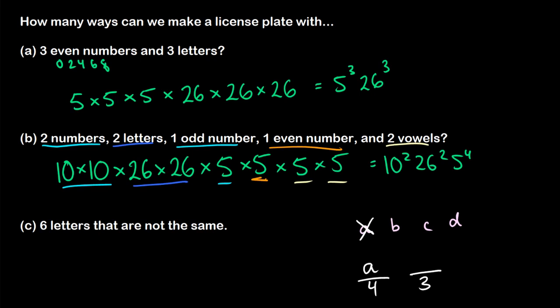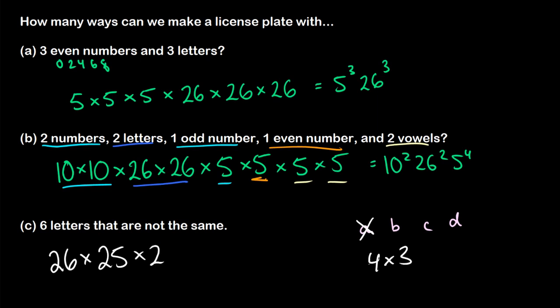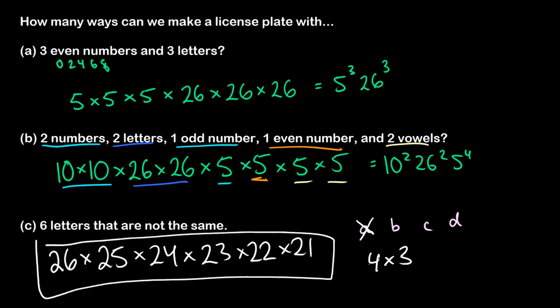So if we're working with just 4 letters, and we want 2 spots, our solution is going to be 4 times 3. So if we have 6 letters that are not the same, then for our first slot, we have 26 choices. And whatever letter we pick, we can't reuse. So for our next slot, we have 25 choices for the second slot, 24 for the third slot, 23 for the fourth slot, 22 choices for the fifth slot, and 21 choices for the final slot. So this is how many license plates we can make where the letters are not the same.